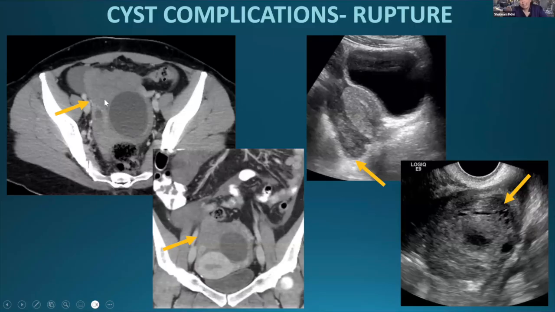So this is called the sentinel sign. And what it basically indicates is that the source of bleeding is likely from the pelvis.